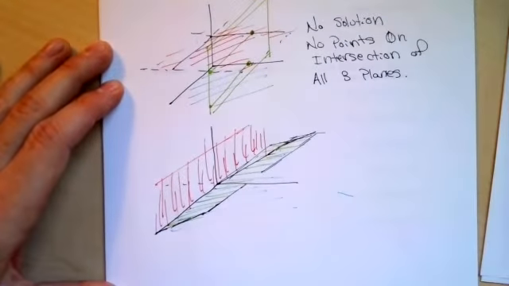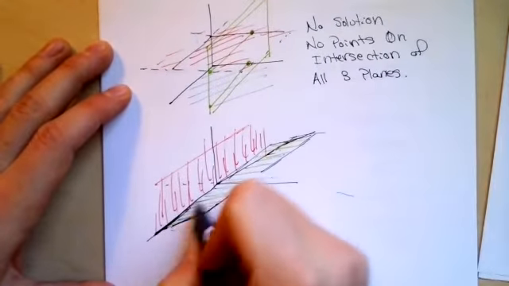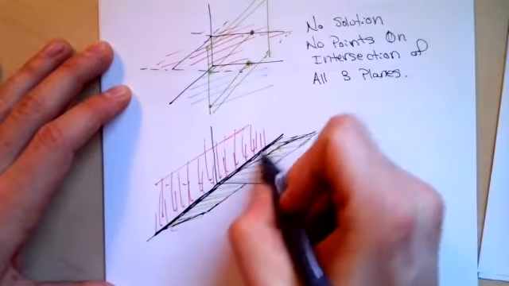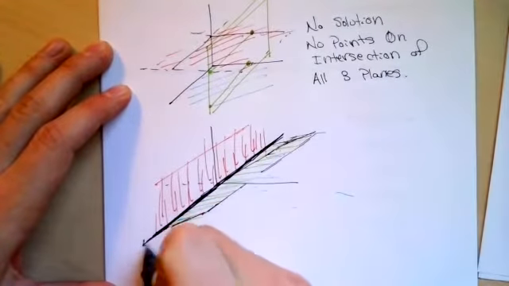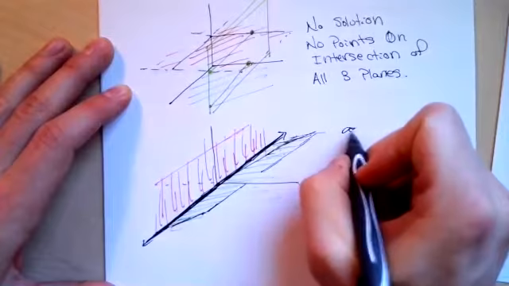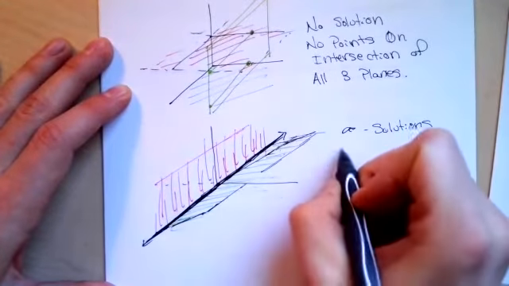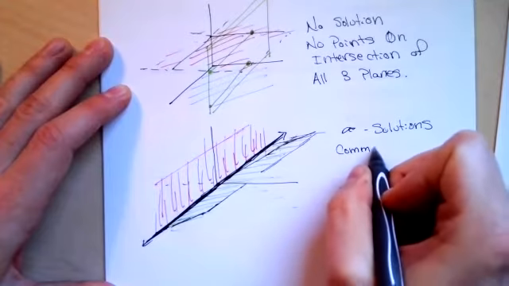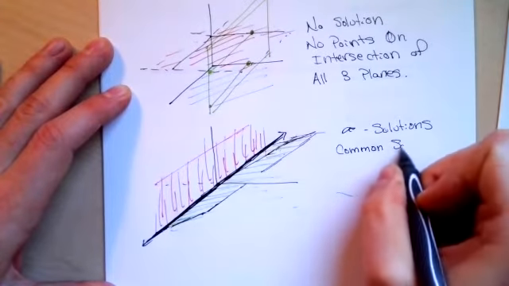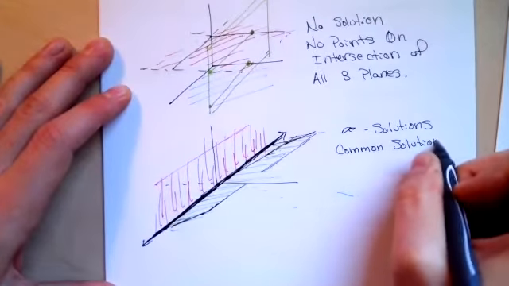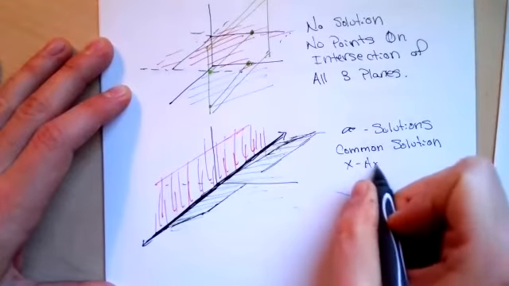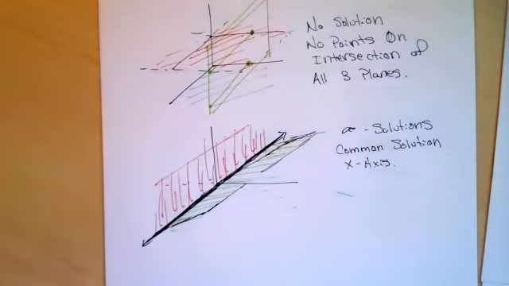Where here, there's infinity solutions. And our common solution is the x-axis. So there's an infinite number of points where they intersect, and we can describe the points of intersection by a line, by the x-axis.